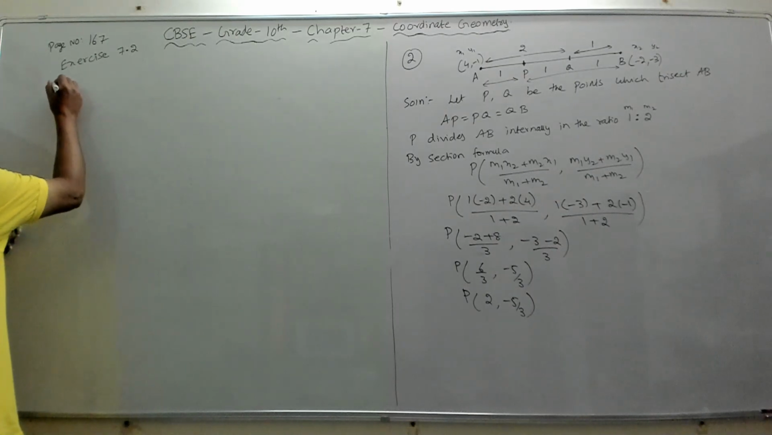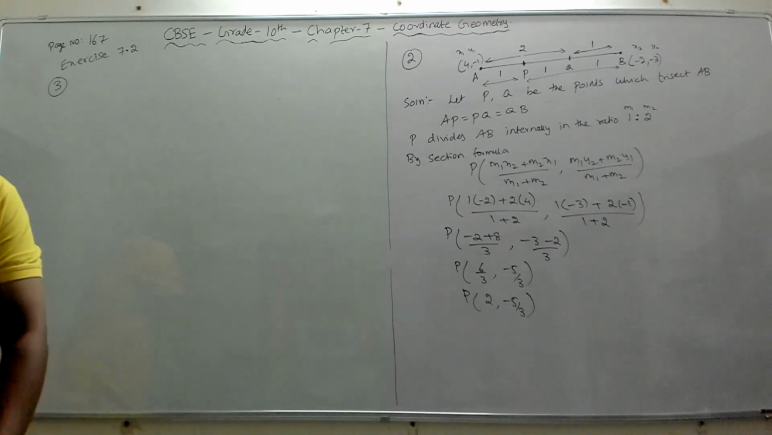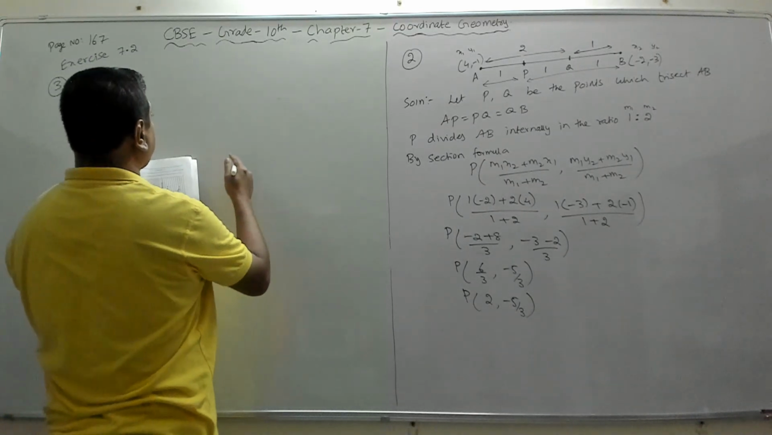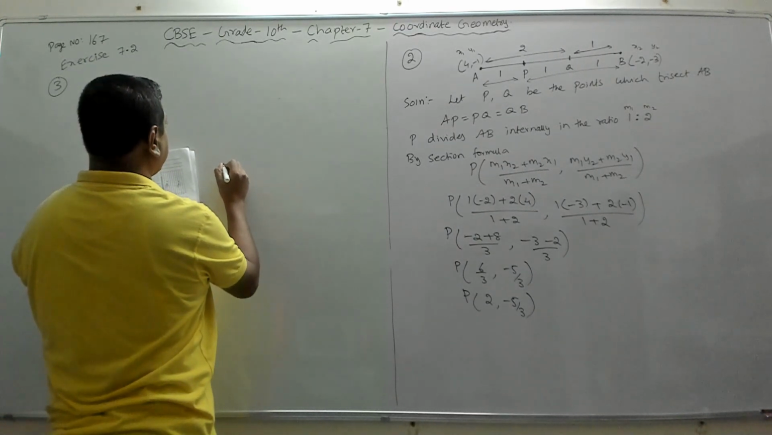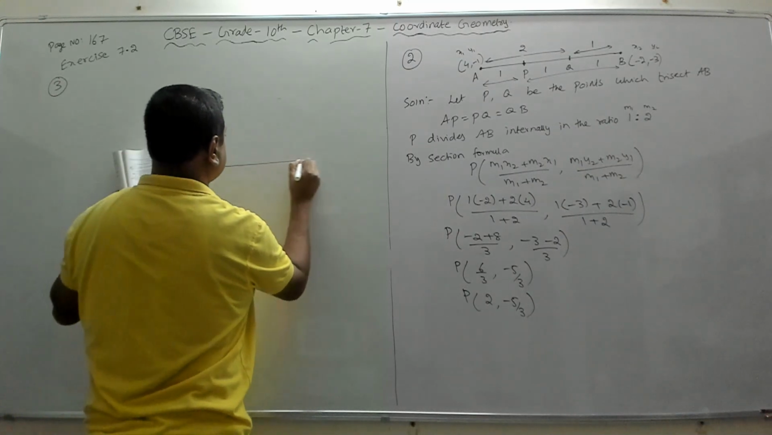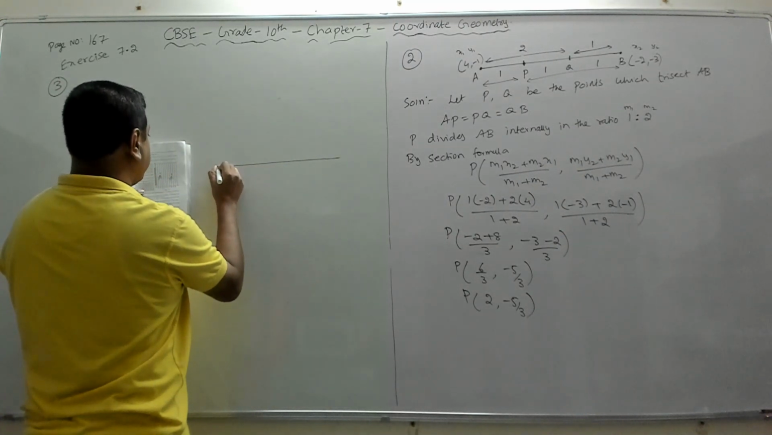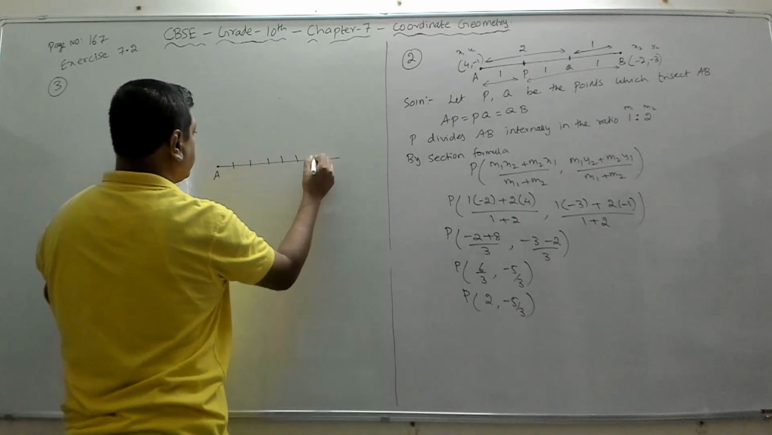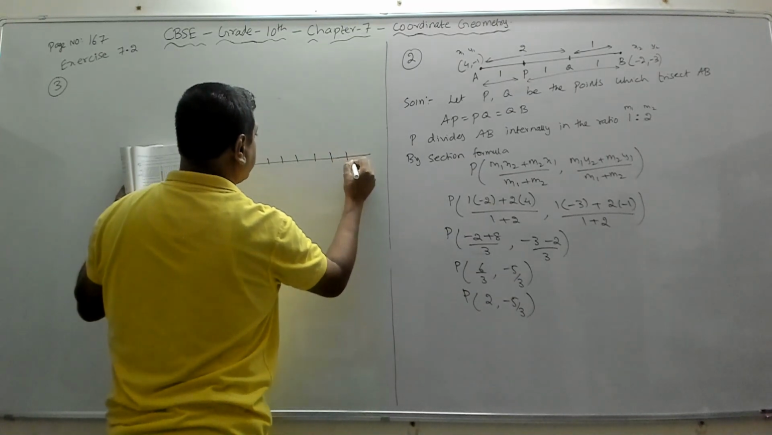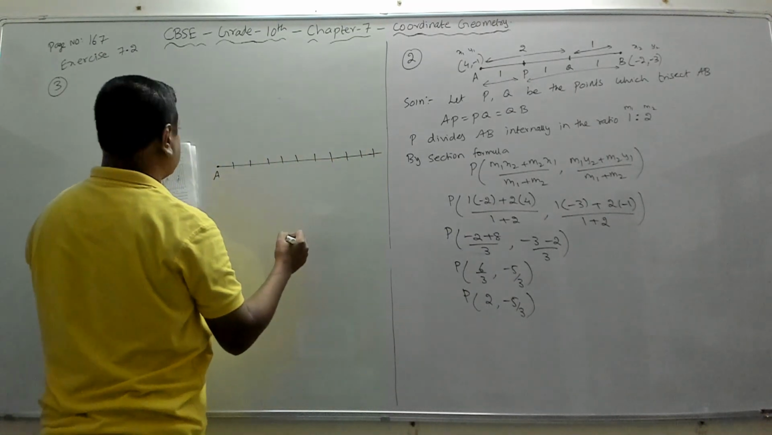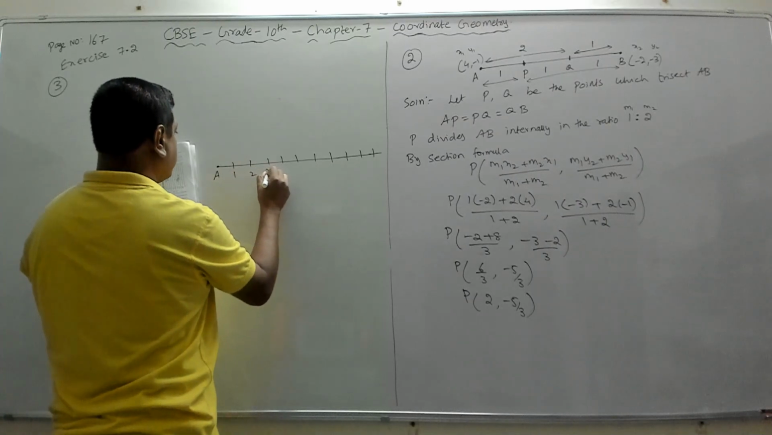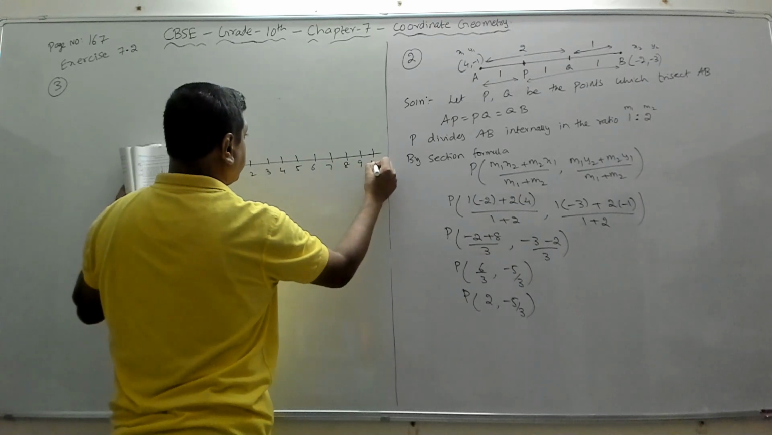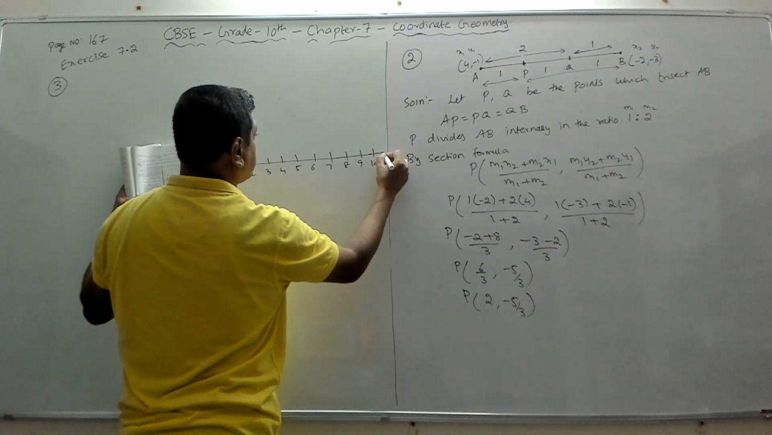So third question. For the third question, there is a figure given. We'll draw the figure 7.12. So we have A here, and then 1, 2, 3, 4, 5, 6, 7, 8, 9, and 10. After that, we have this called B.